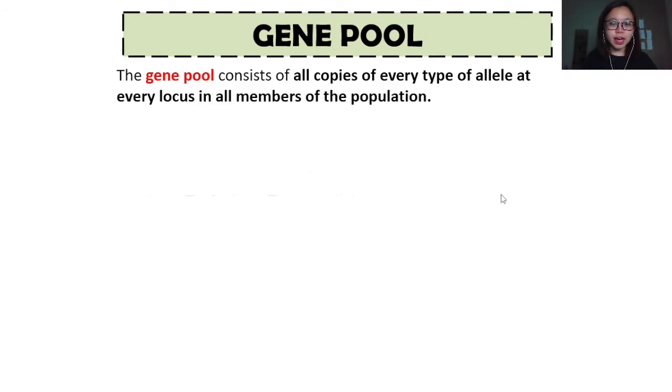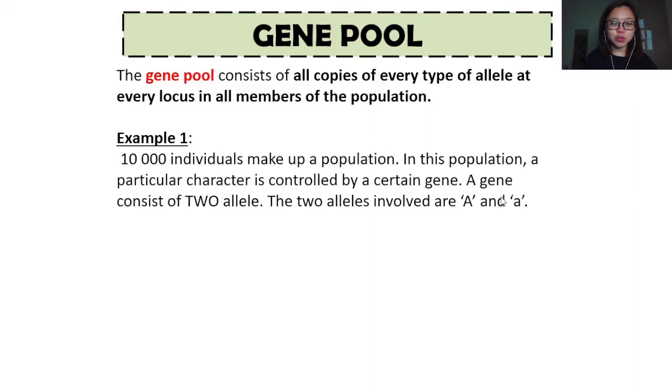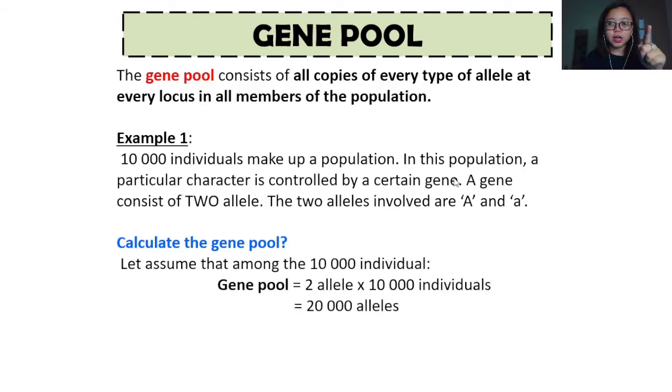If we are looking at this example, dalam contoh ni, kita ada 10,000 individuals in a population. In this population, a particular character is controlled by a certain gene. This gene consists of 2 alleles. The 2 alleles involved are big A and small a. So, if the question asks you to calculate the gene pool, this is what you do. First, we assume that among the 10,000 individuals, each of them will hold 2 alleles. So, to calculate the gene pool, 2 times 10,000, 20,000 alleles. Jarang ada soalan macam ni dalam syllabus terkini, tapi just in case you see this question somewhere, you know this is how you find gene pool.